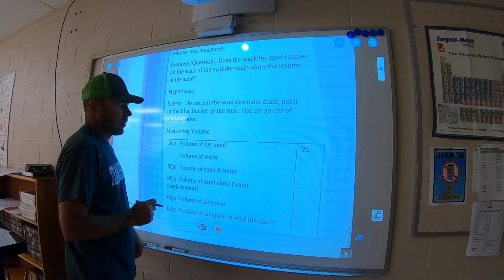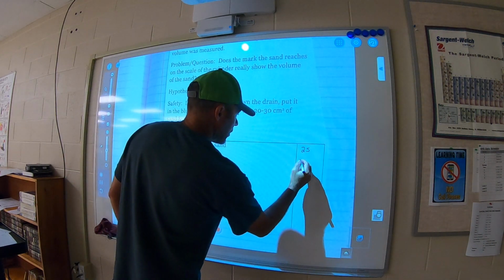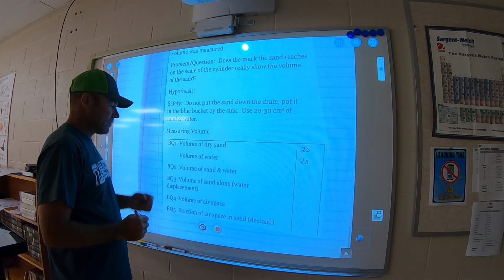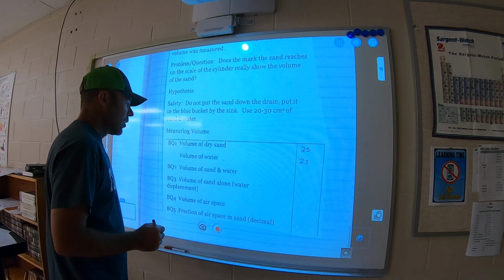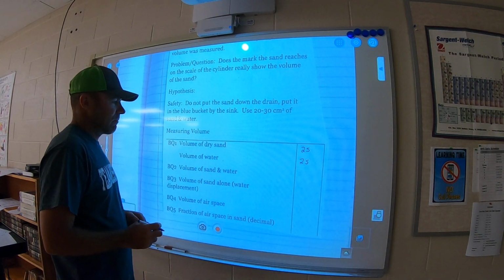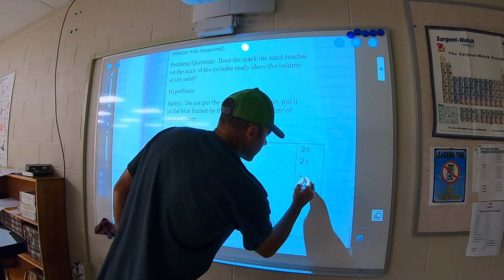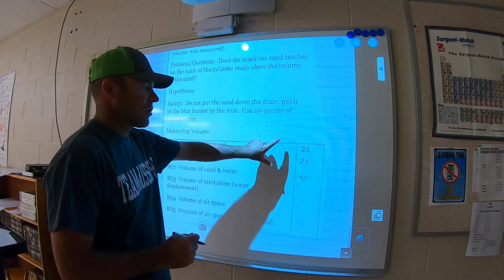And let's say the volume of water was the same, 25. And you put them together and the water level rose to 40. So that's the data that we collected. This is just sample data.